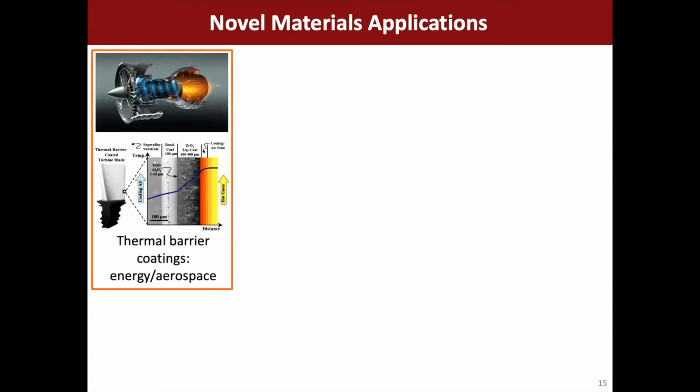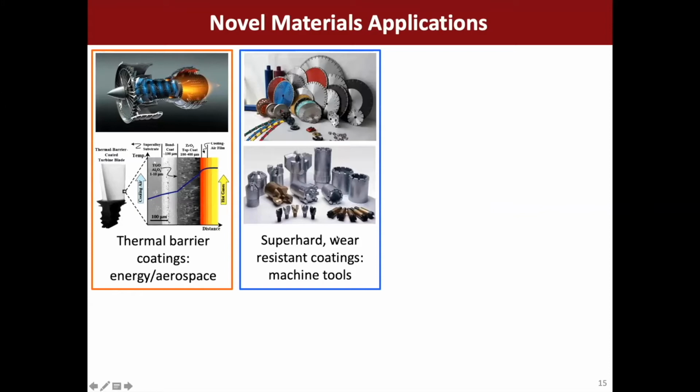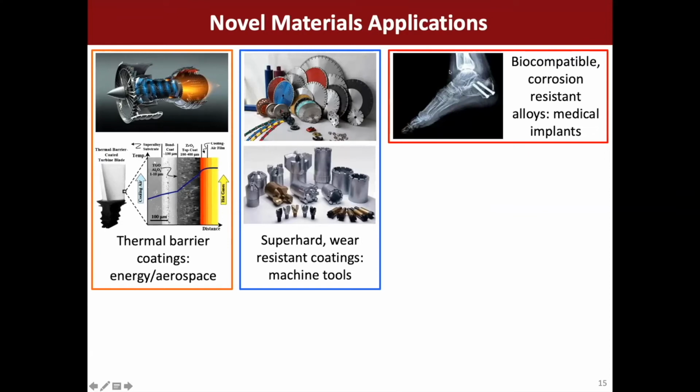Okay, so now that the logistics are out of the way, we can start with discussing why we actually want to do computational materials design. In practice, the first thing we're interested in is novel materials for specific engineering applications. So we're interested in things like thermal barrier coatings, for inside the turbine blades of jet engines, or inside gas turbines for electricity generation. We want wear resistance coatings for things like drill bits and cutting tools. Biocompatible corrosion resistant alloys for things like medical implants.